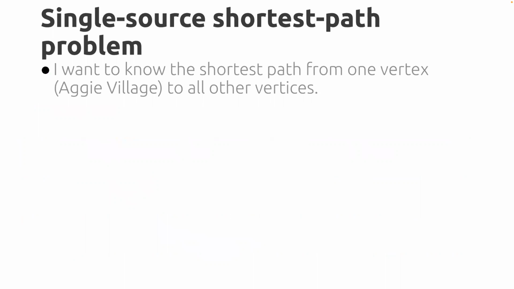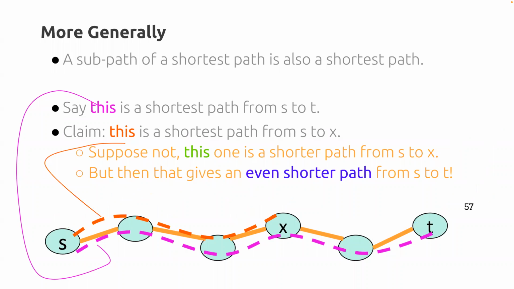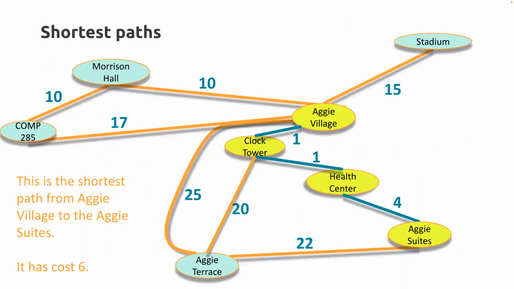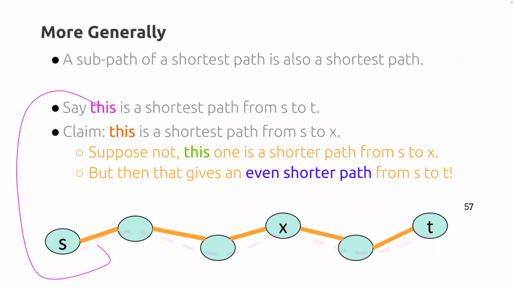All right, going back to the single source shortest path, and you guys saw this actually in the example, right? You had the shortest path from Aggie Village to Aggie Suites already. The shortest path from Clock Tower to Aggie Suites must be on that path as well. If there was another shorter way to get from here to Aggie Suites, then the shortest path from Aggie Village to Aggie Suites would have been go to the Clock Tower and then take that other path, right? Cool.